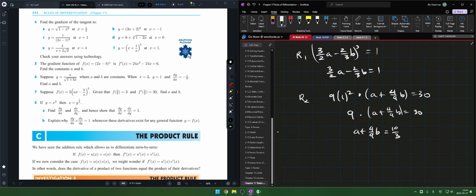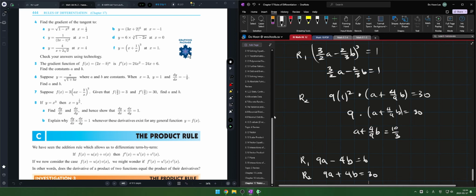The first thing that I'll do is for row 1 and row 2, I'll multiply the equations with some numbers so we don't have any denominators. Row 1, 3 over 2a minus b multiplied by 6, it'll be 9a minus 6b. I think we're good. Row 2 I'll multiply by 9. Okay.